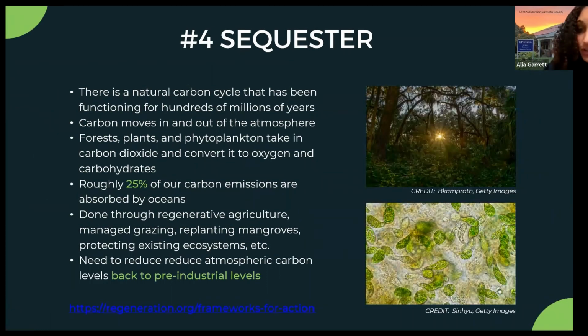Sequester. There is a natural carbon cycle that's been functioning for hundreds of millions of years, and carbon moves in and out of the atmosphere. Forests, plants, and phytoplankton take in carbon dioxide and convert it to oxygen and carbohydrates. Plants do this through photosynthesis. They breathe in the carbon and release oxygen for us. Roughly 25% of our carbon emissions are absorbed by the oceans. And this is done through regenerative agriculture, managed grazing, replanting mangroves, protecting existing ecosystems, and more. Those are some of the solutions. But we need to reduce atmospheric carbon levels back to pre-industrial levels.